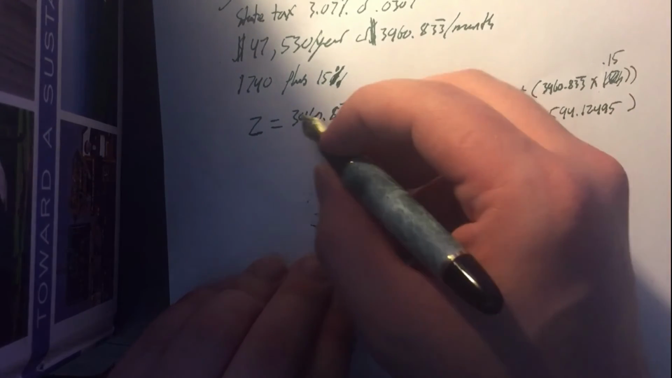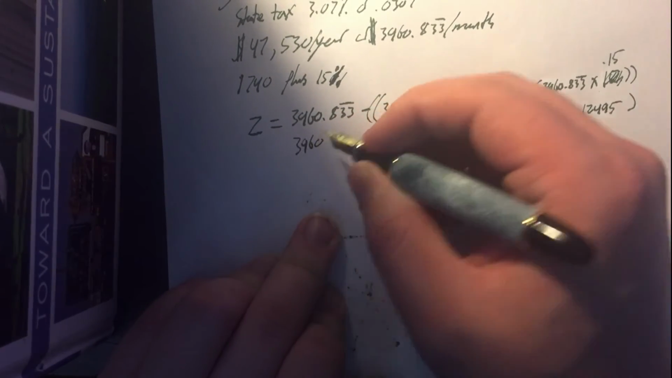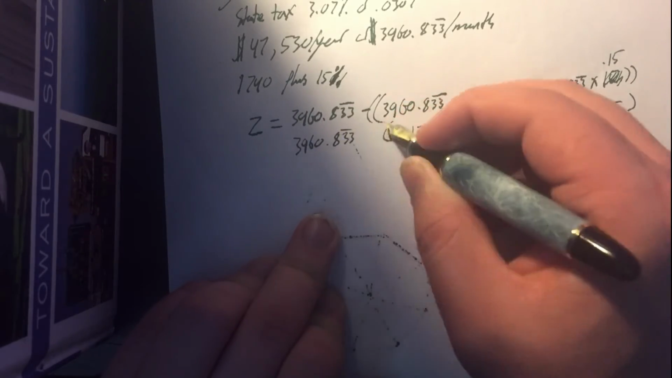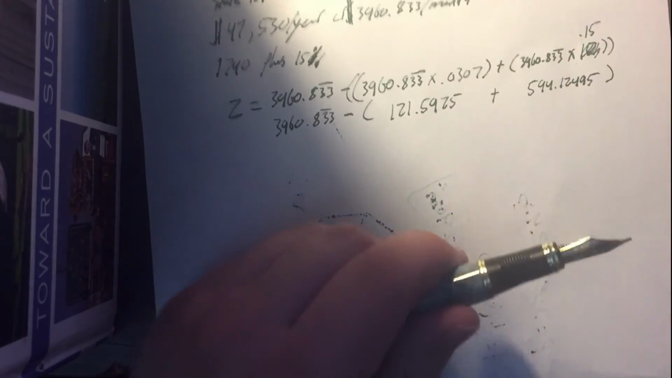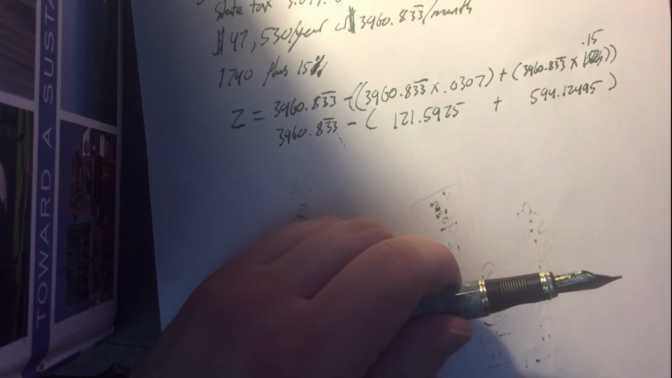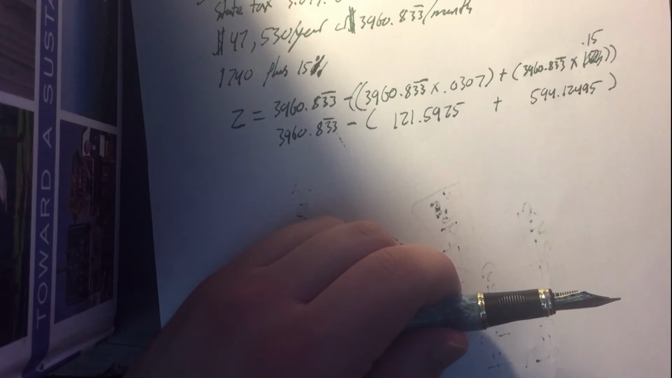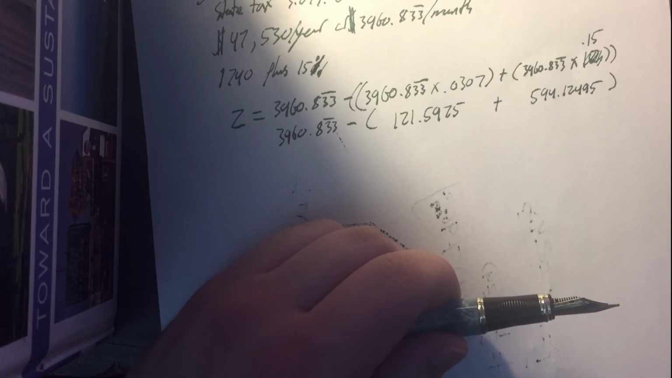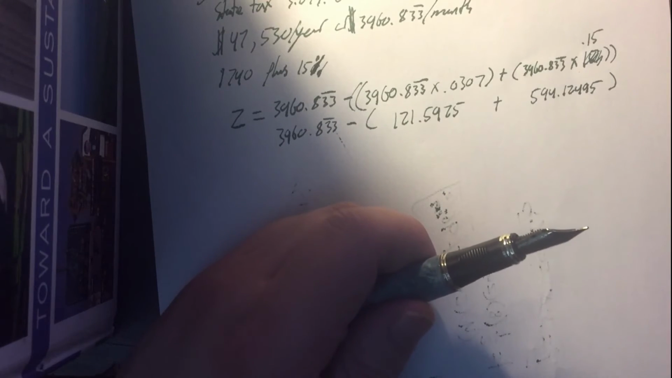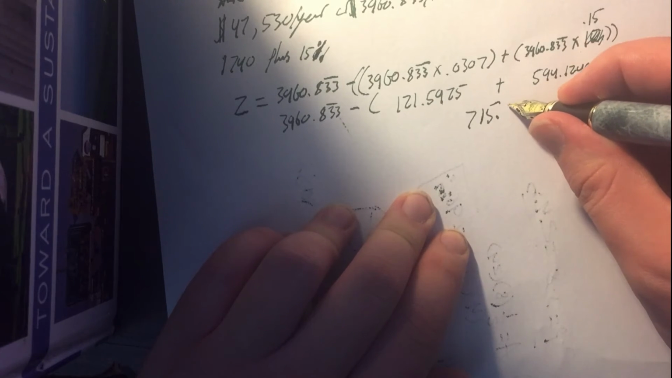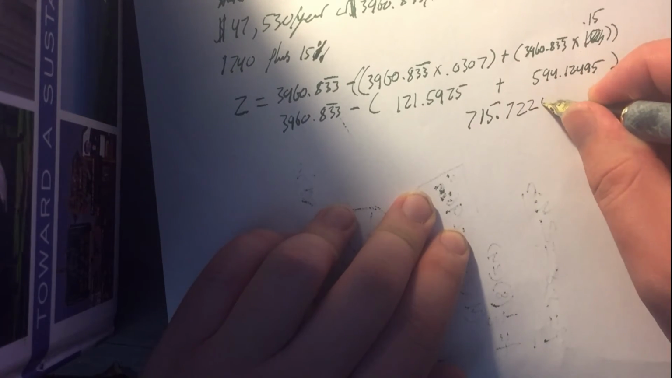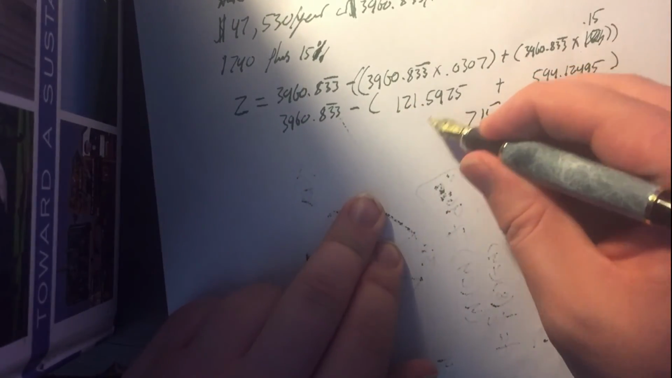Now we have these two numbers. We need to add them together, right? Let's bring down the rest of our equation just so everything has continuity. We still got to do this part first before we do this part. So let's do that: 121.5975 plus 594.12495. And we get a total of 715.72245. And again, that's in a parentheses.